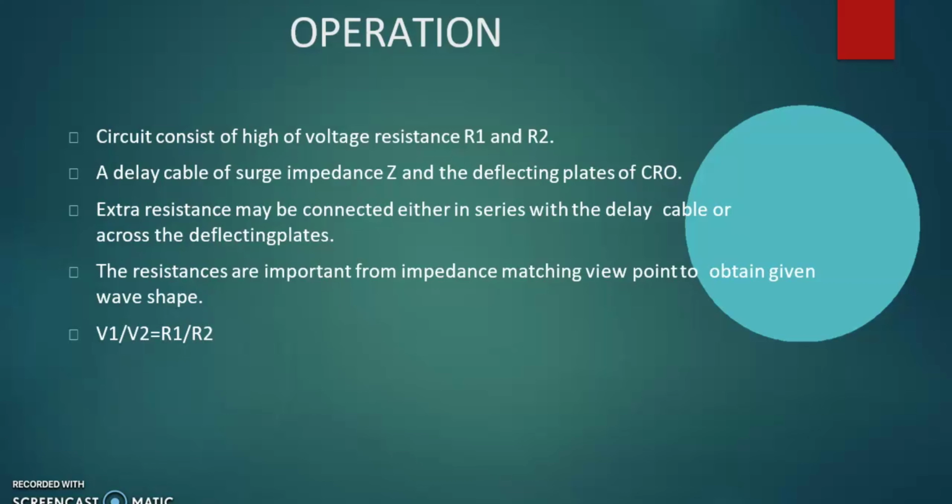The extra resistance may also be connected either in series with the delay cable or across the deflecting plates. The resistances are so important from the impedance matching point of view so as to obtain the given wave shape. As we know, the wave shape is to be corrected. So the final result should be V1 upon V2 equal to R1 upon R2.